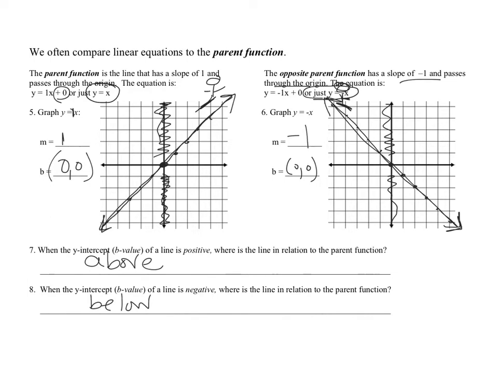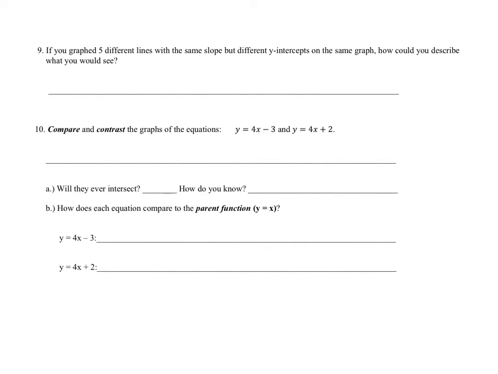Now let's take a look at question number 9. It says, if you graphed 5 different lines with the same slope but different y-intercepts on the same graph, how would you describe what you would see? So think about that. If I were graphing a bunch of lines that had the same slope, the same rise over the same run, think about what that would be.